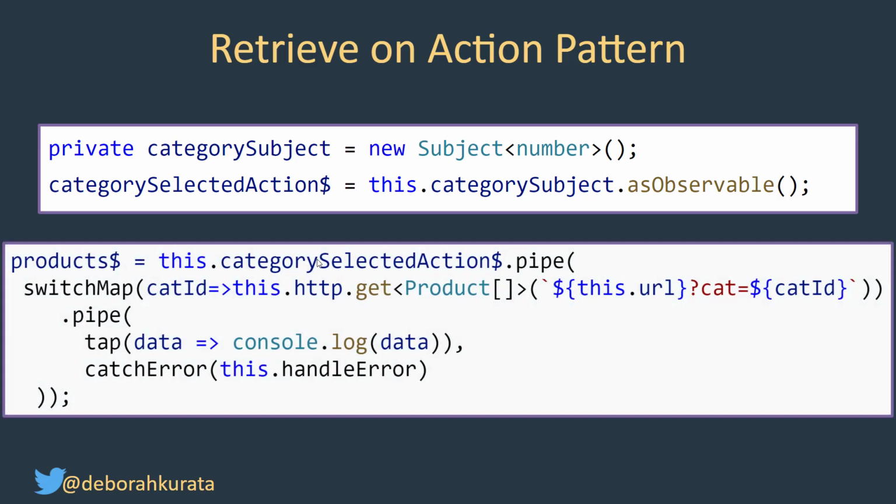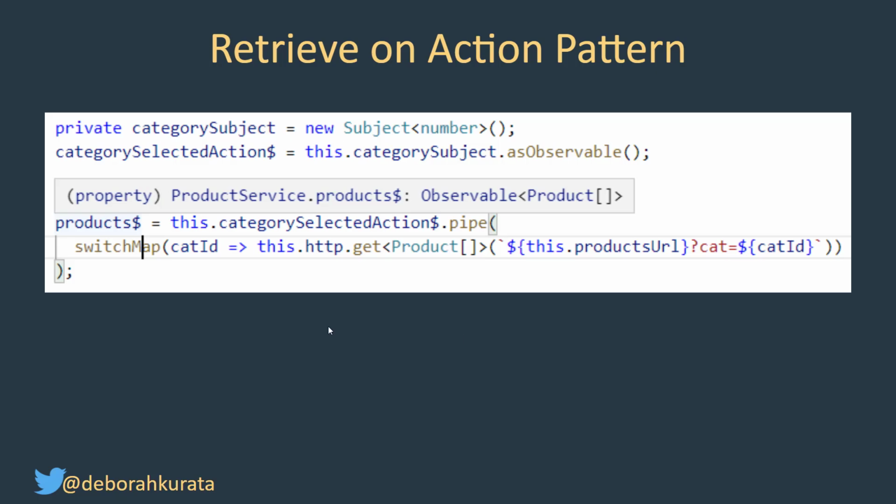And now we have our code here with our pipe, and we're going to use a switchMap. First of all, it will automatically subscribe to our inner observable, and then it will automatically flatten the result and automatically unsubscribe from it. If we hover over products$ now in VS Code, you would see that it is Observable of Product array, not Observable of Observable of Product array. So we'll get the right thing here.